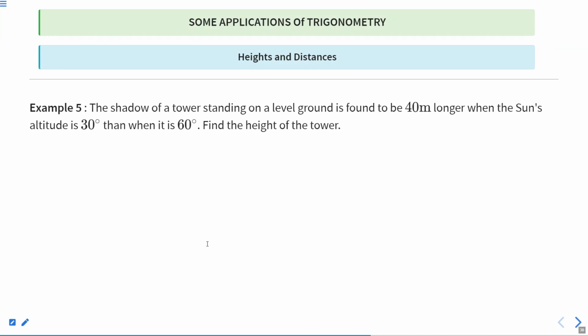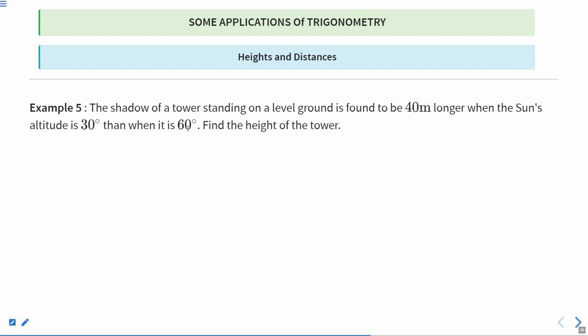In the next example, we have the shadow of a tower standing on level ground is found to be 40 meter longer when the sun's altitude is 30 degrees than when it is 60 degrees. Find the height of the tower. So let us see how to find the height of the tower.